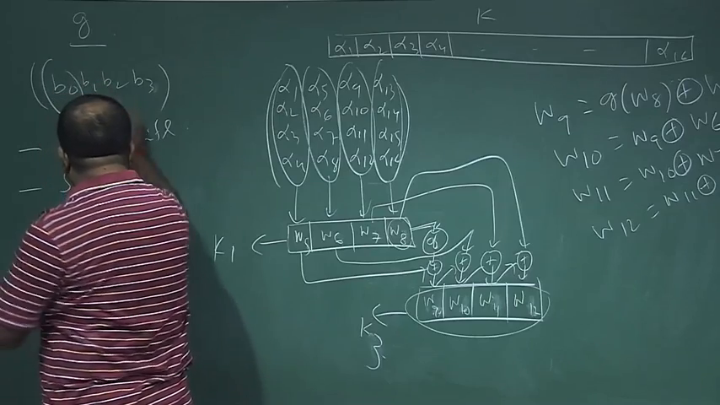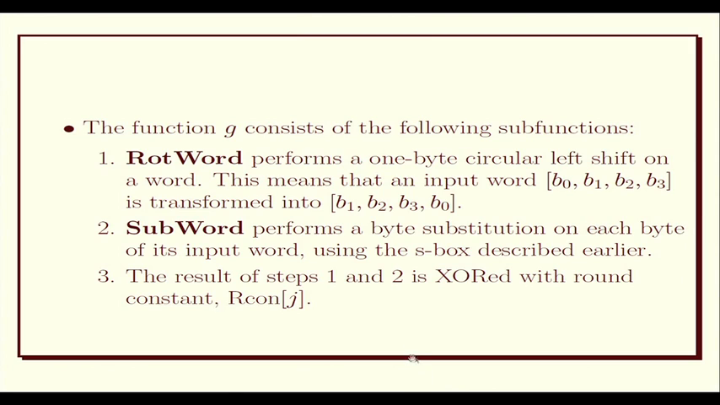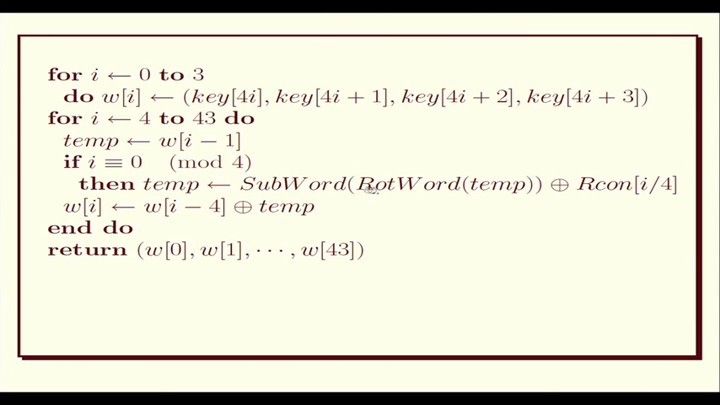After this, we are performing a sub-byte operation on each of the Bis. Basically, we are applying the AES S box, and then we are adding a constant to get G of W. So, this is the rotation, and we are adding the constant. These constants are given, and then we get G of W. So, this is the operation for G.